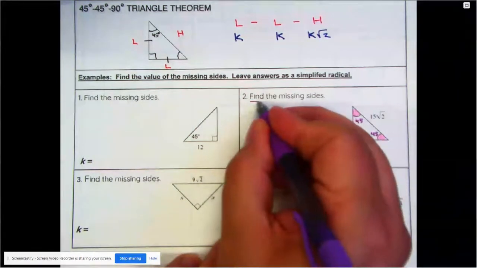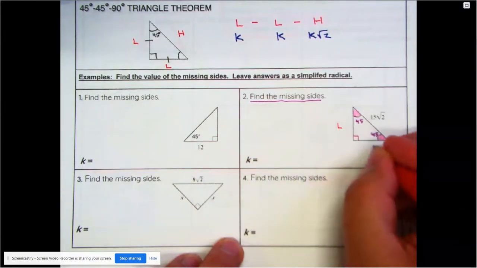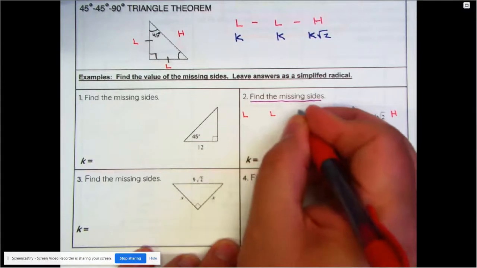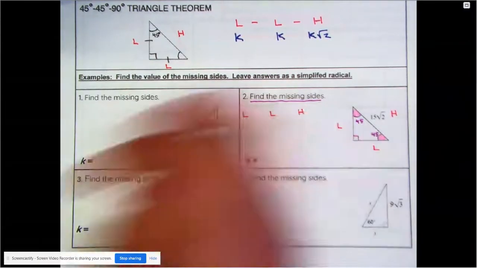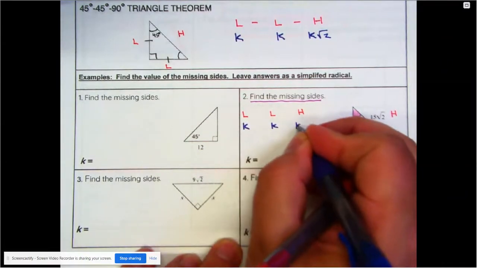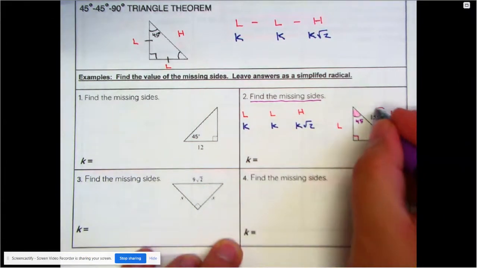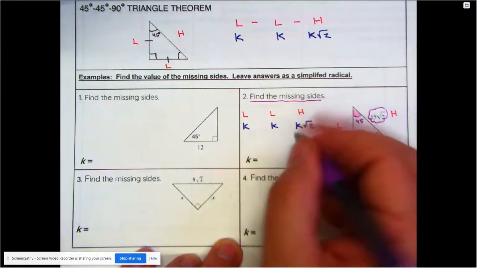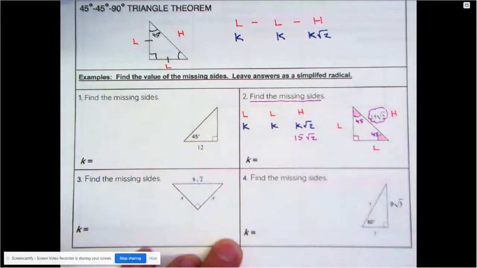Well, then I'm ready. They said, find the missing sides. All right. Then I'm going to call it leg, leg, hypotenuse. And here we go. Leg, leg, hypotenuse. And now, let me bring my formula in. I almost forgot. K radical 2. And the only number that I see is this one. And it's written under the letter H or with the letter H. So I'll write it under the letter H. 15 radical 2.